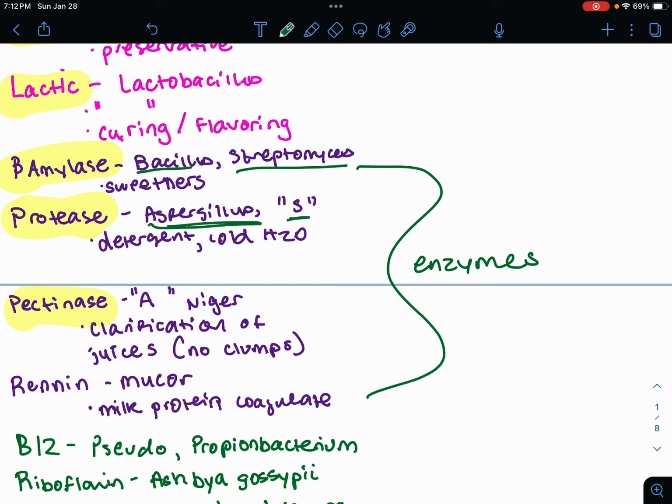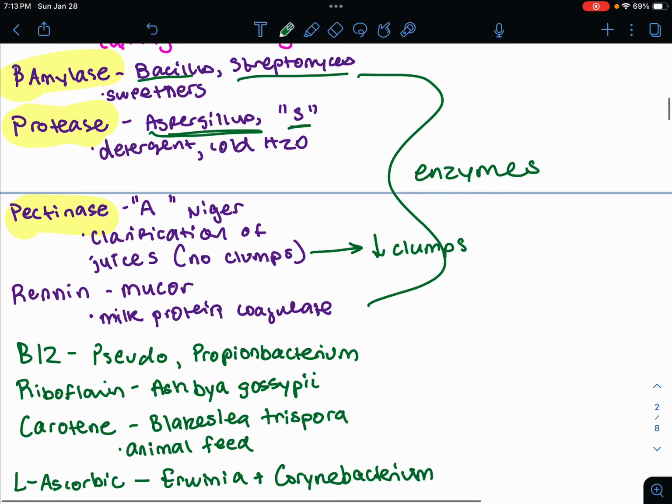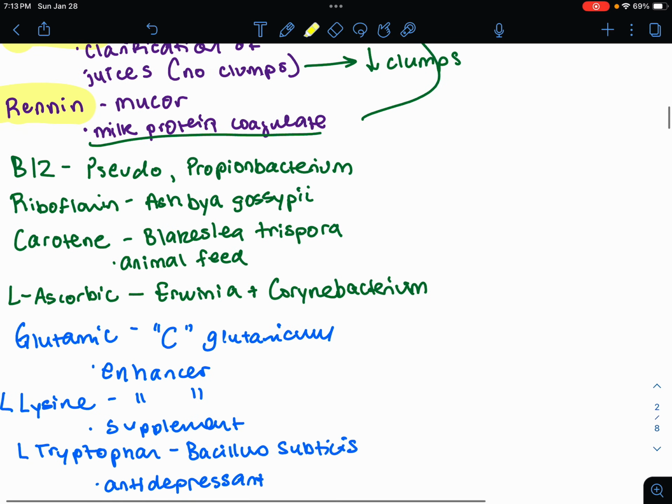What does that mean? So when we clarify a fruit juice using the pectinase from Aspergillus niger, we're going to have a decrease in clumps. Rennin, which is from the Mucor species, this is a milk protein coagulate. So another enzyme there. Very interesting.